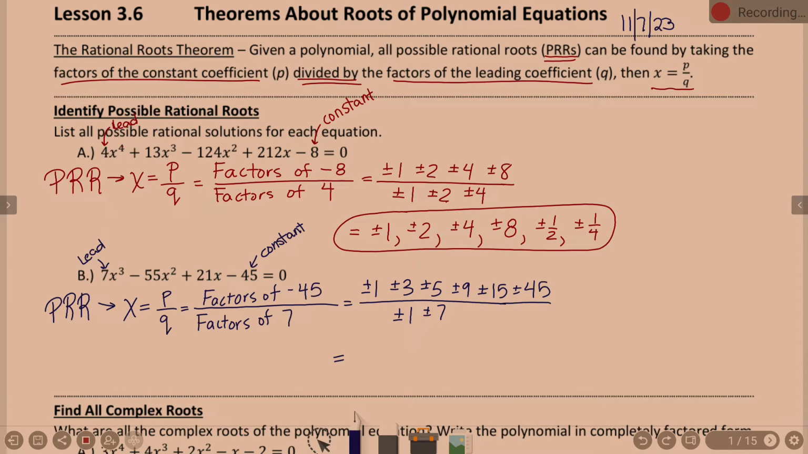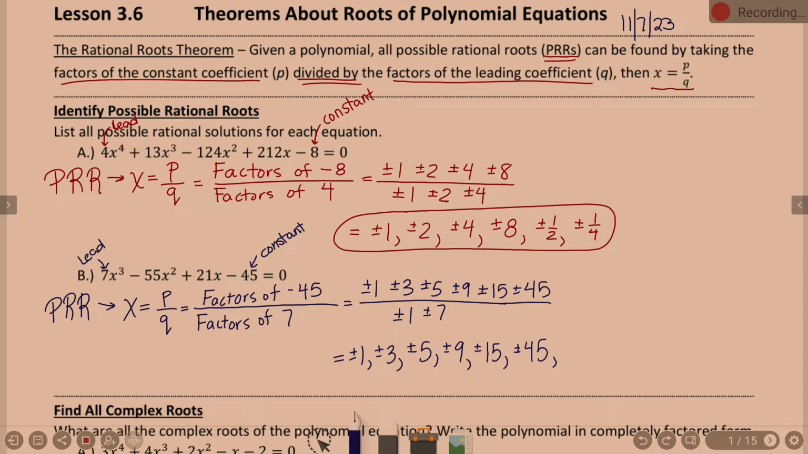What am I going to suggest you do first? Put everything over 1, right? And if you have a different way to do this and get all your answers, that's fine. This is just my organization. So I'm going to put everything over 1. 1 over 1. 3 over 1. 5 over 1. 9 over 1. 15 over 1. And 45 over 1. So plus or minus 1, 3, 5, 9, 15, 45.